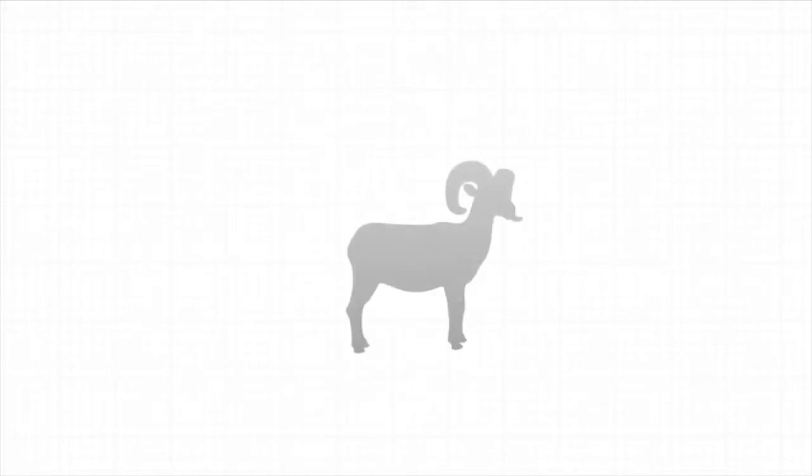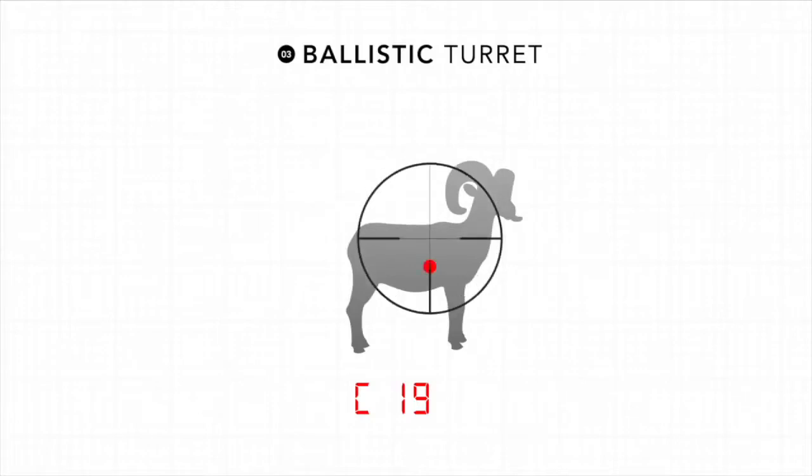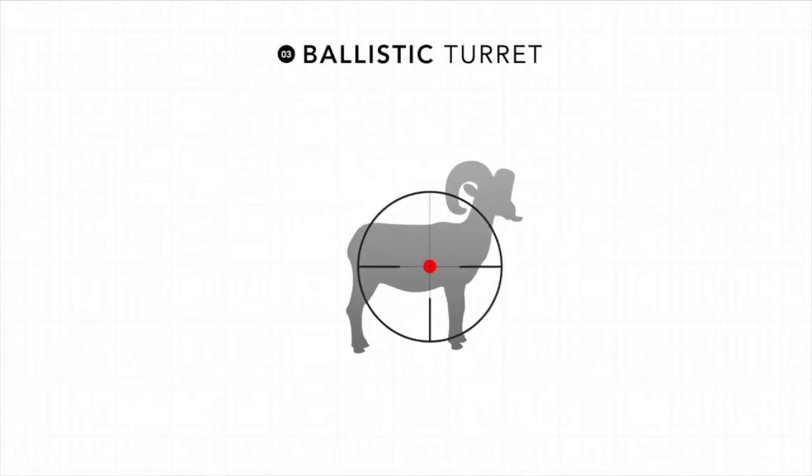The last and most accurate output is the ballistic turret option. This provides a distance and then a click value. The shooter takes this click value and then adjusts his or her ballistic turret accordingly so they can hold directly on their target.